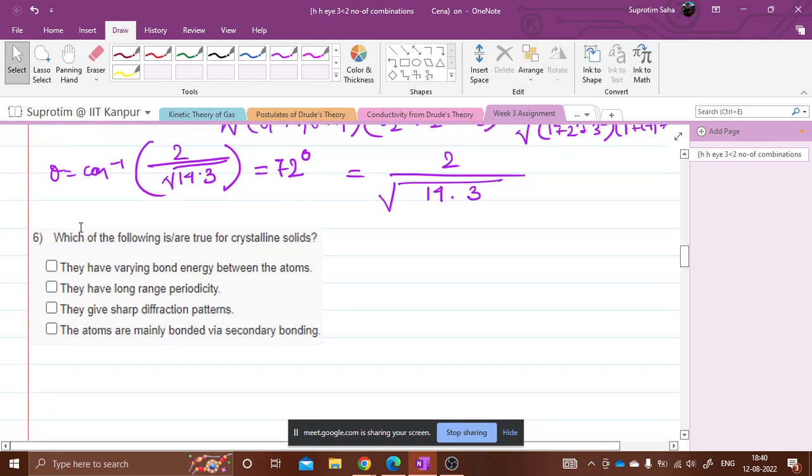This was pretty simple. Now to the next question: which of the following is or are true for crystalline solids? Among them, they have long range periodicity. They maintain a periodic nature for long distances, right? So that would be one answer. They give sharp diffraction patterns. This is also correct. They have varying bond energy in atoms. This is not true because they maintain a periodicity. The atoms are mainly bonded by secondary bonding. This is also not true because they are bonded by the metallic bond. So this is not secondary bonding. So they have long range periodicity and they give sharp diffraction patterns.